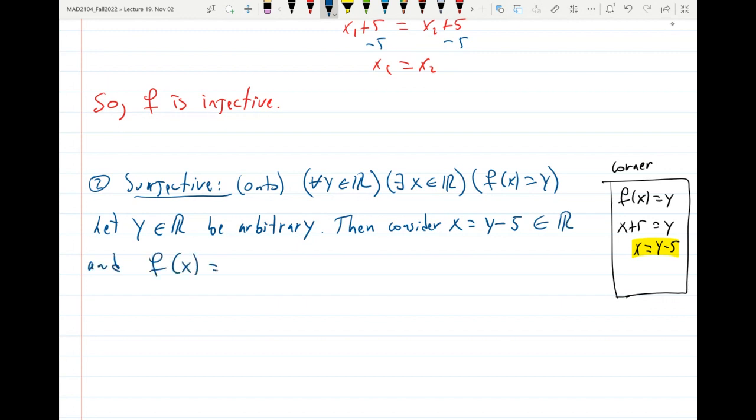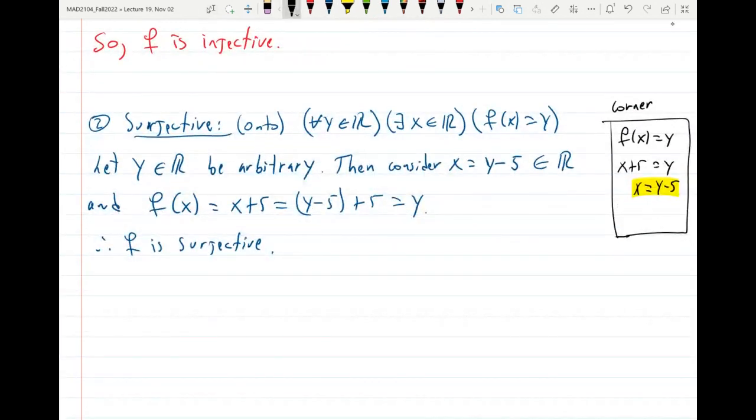And what happens when we do f of x? That's x plus 5, which is really y minus 5 plus 5, which is equal to y. As predicted, given a real number, we found another one. So when you plug it in, you get the y. So you're done. Therefore, f is surjective. Okay, and since f is both injective and surjective, it is a bijection. Hence, f is a bijection.